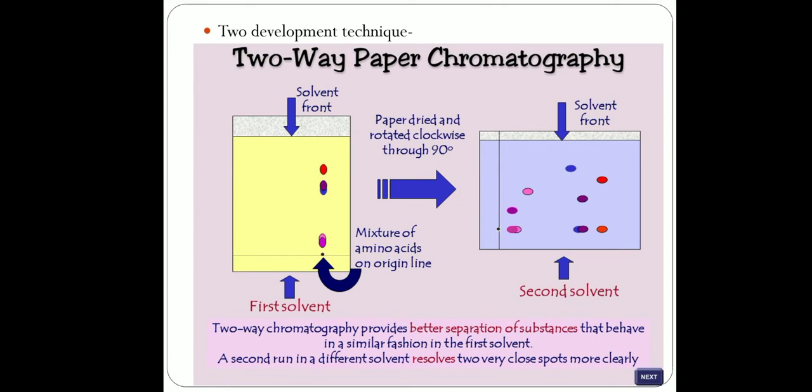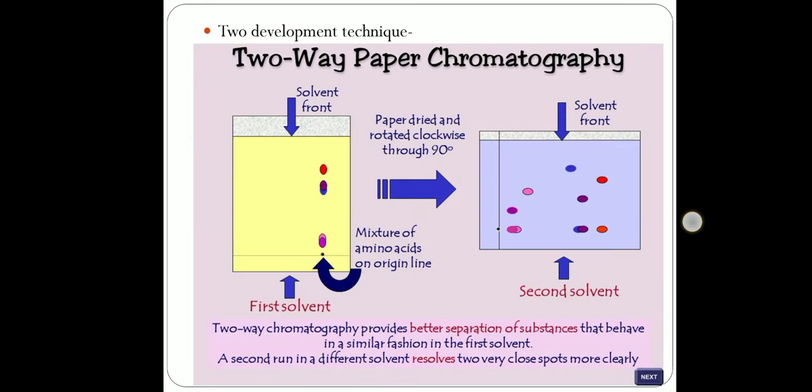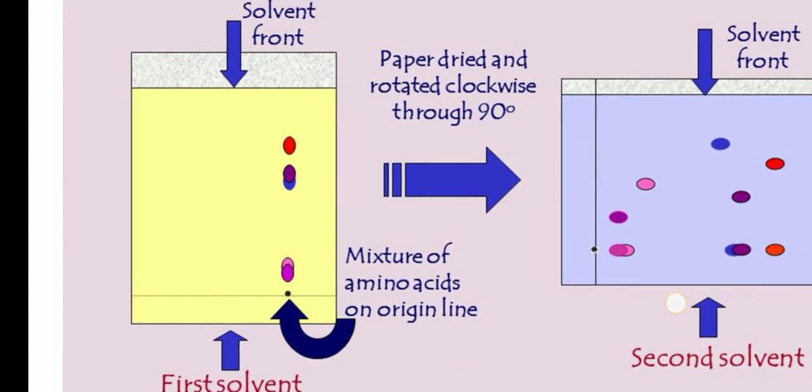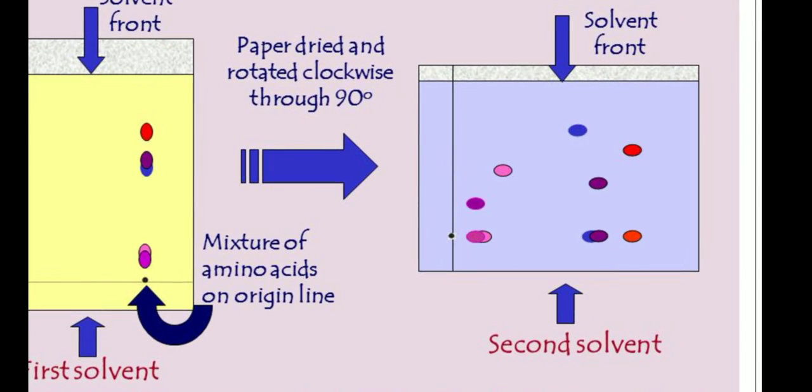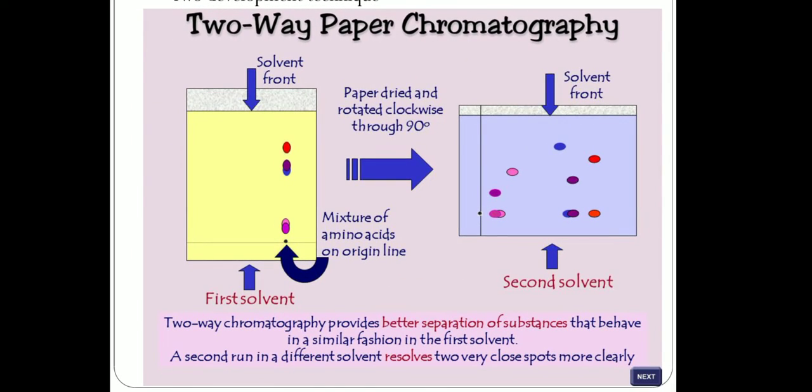After that the paper is dried and rotated clockwise through 90 degrees. Then the second solvent is taken, and the development takes place again in the second solvent in another direction, at a 90 degree angle. And here is the solvent front. This is two-dimensional or two-way paper chromatography. Two-way paper chromatography provides better separation of substances that behave in a similar fashion in the first solvent.